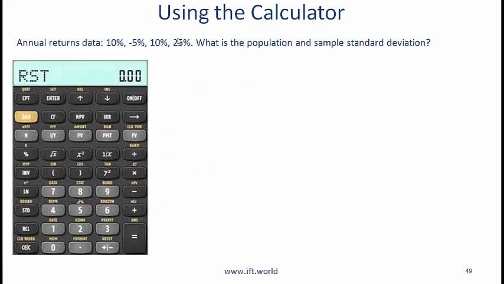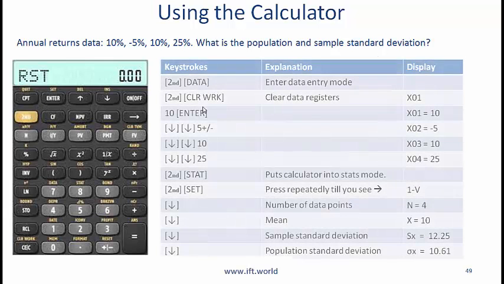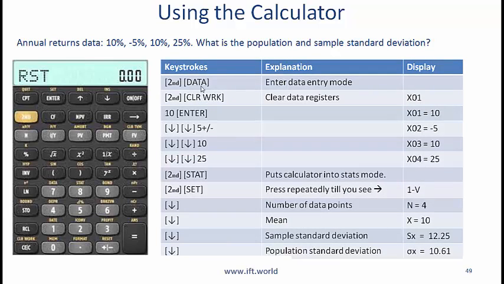Now let's look at the use of the calculator. Take the same return data and we need to find the population and sample standard deviation. Here are the keystrokes. Second, data, which is right here, to enter into data entry mode. Then you need to type second, clear work. This will clear all the data registers.